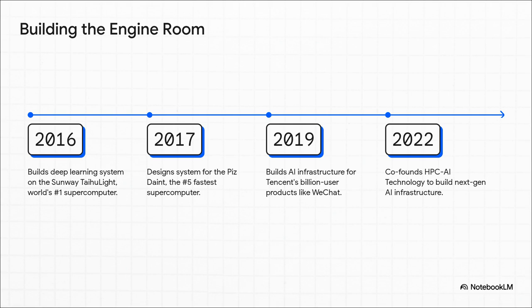This is a career spent at the absolute summit of computing. We are talking about building deep learning systems from scratch on the world's #1 supercomputer, then designing another one for the #5 fastest, and then taking all that knowledge and building the AI infrastructure for products like WeChat that have 1 billion users. That is the level of engineering we're talking about here. That's what it takes to power the AI in your pocket.